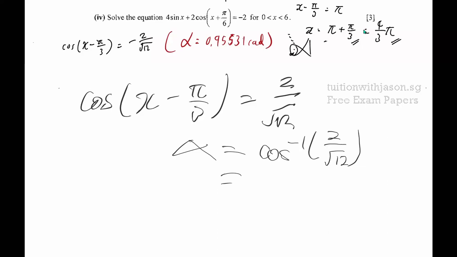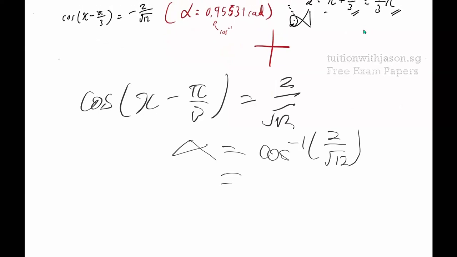But anyway, how do you continue after you find alpha? The thing is negative cosine, so use ASTC. So it's either second or third quadrant. Can you fill in the blanks? Convince me you will remember. A is on the top right, then S, then T, then C. Good, yes, cosine is negative.